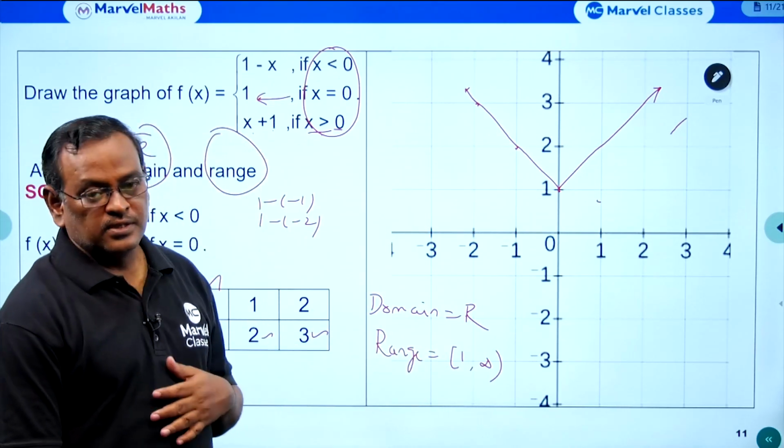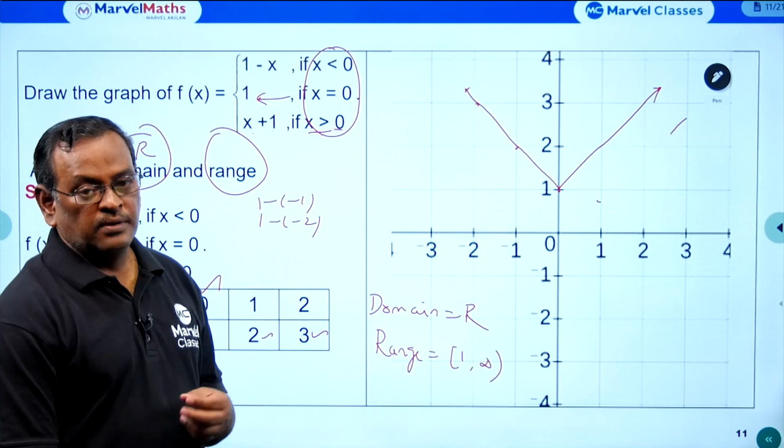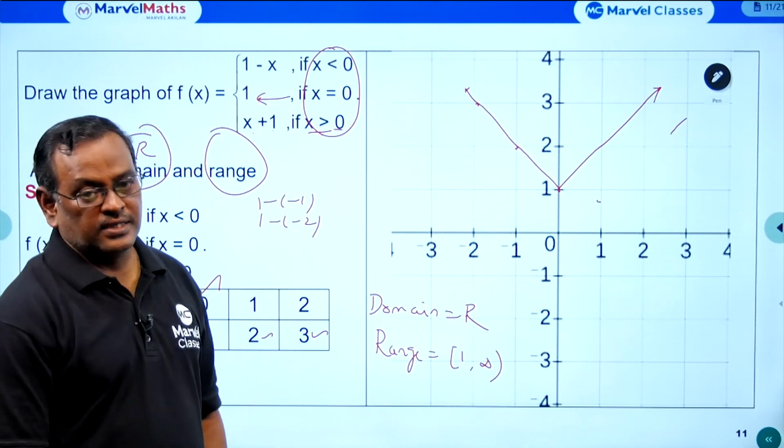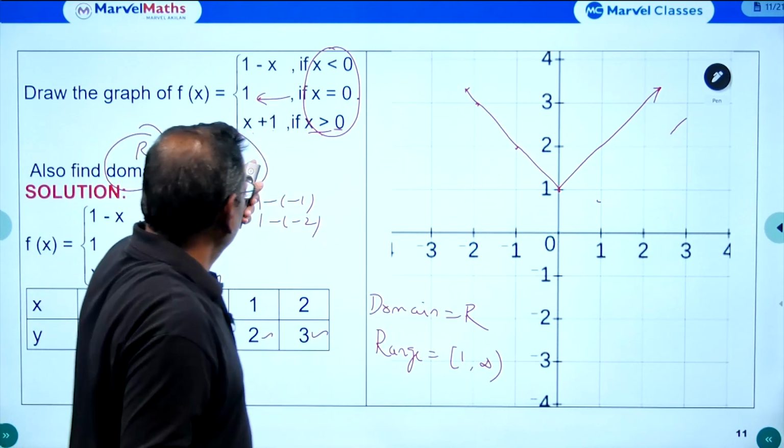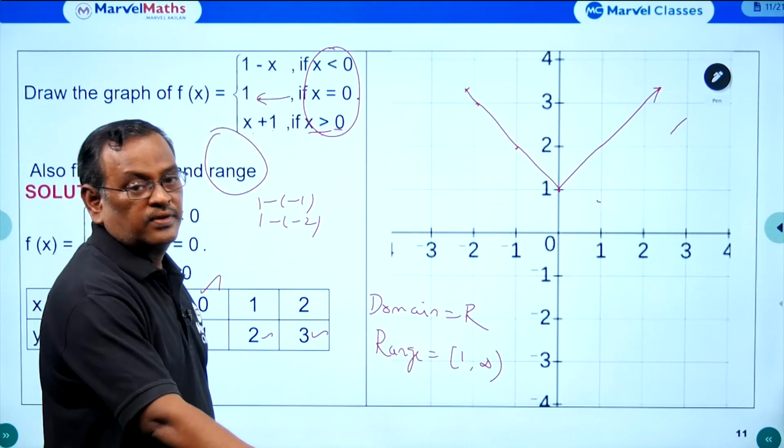So you can expect this question in your school exam, either in section C or section D. Practice similar types of questions with different values of f of x.